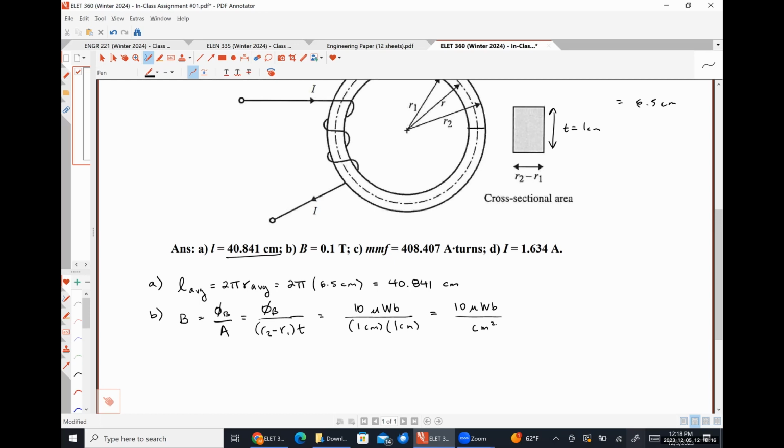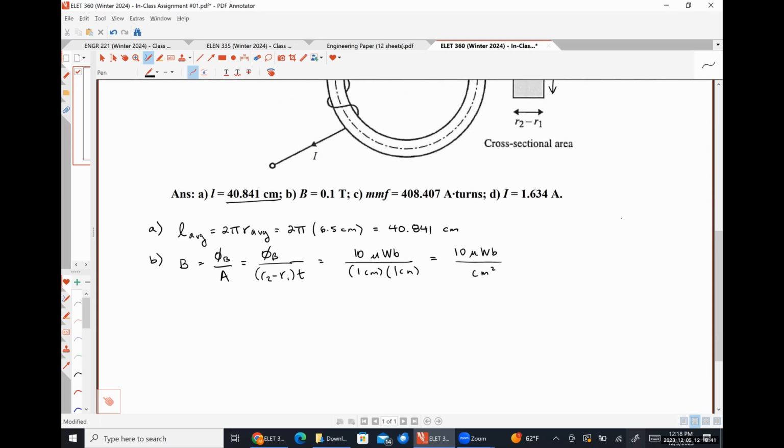So go back in your notes and tell me what a Tesla is. Is it a Weber per meter squared? Is it a Weber per millimeter squared? Weber per meter squared. Okay. So right now we have microwebers per centimeter squared. So we're going to have to play around with some unit conversions in order to make this come out in something that's useful for us, right? So 10 microwebers per centimeter squared.